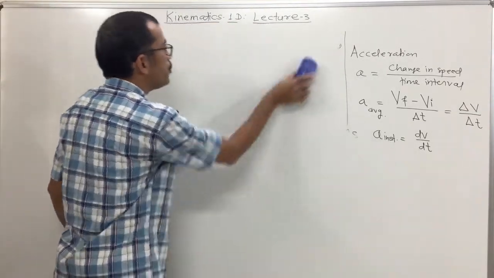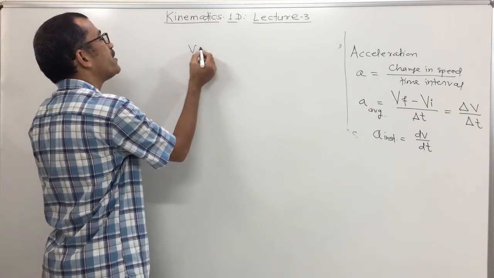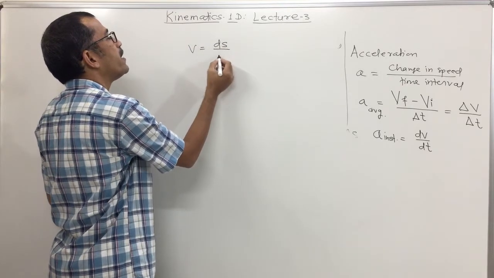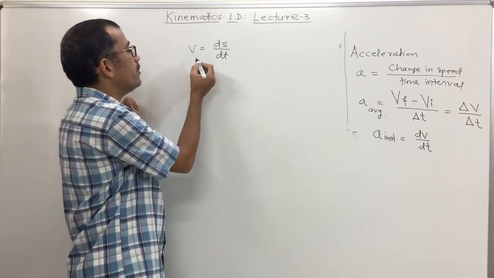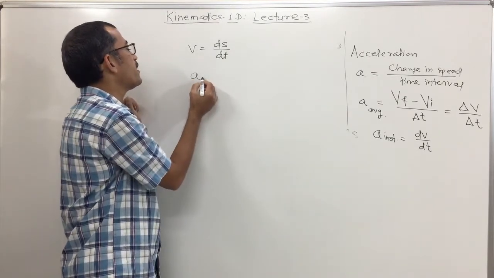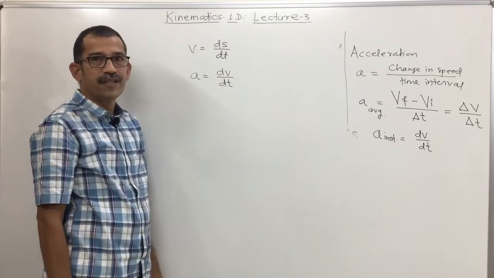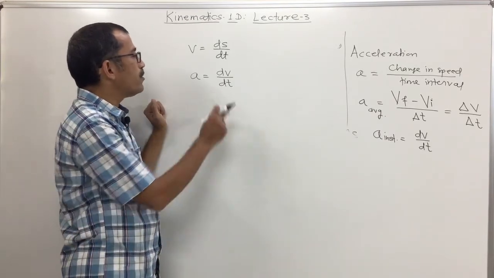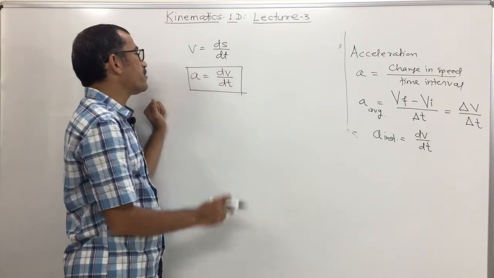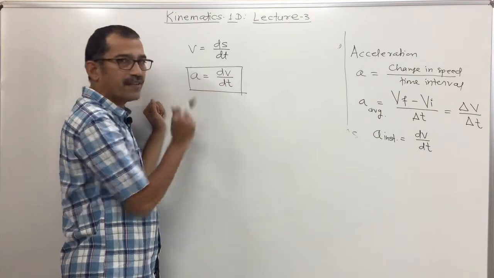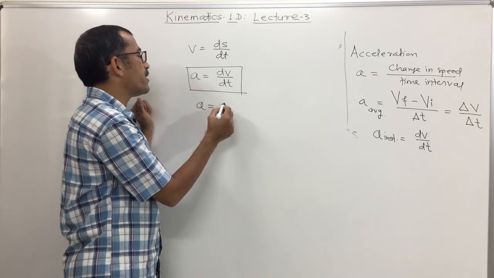Now you know the speed, right? That means V is ds by dt, instantaneous. Now what is acceleration? A is dV by dt, the rate of change of speed with respect to time. Here this is one form of the equation, where A is in terms of velocity and time. But this A you can also write in another way.